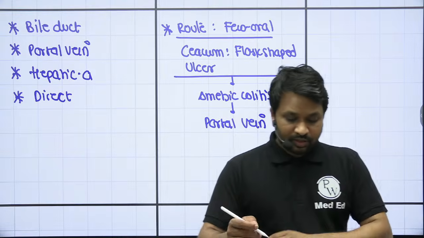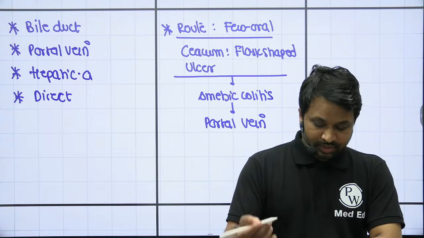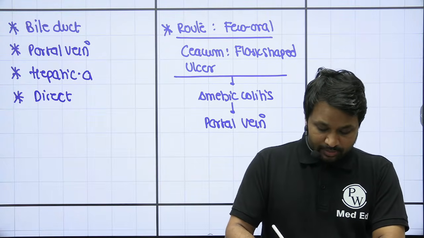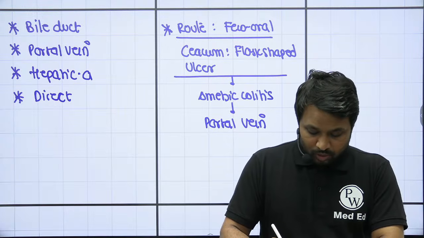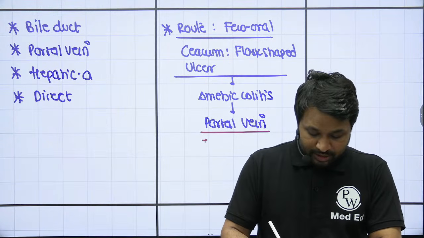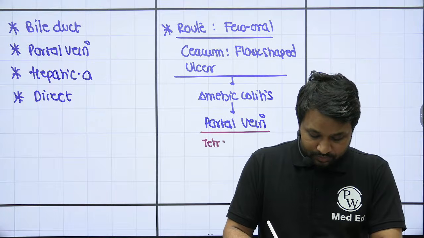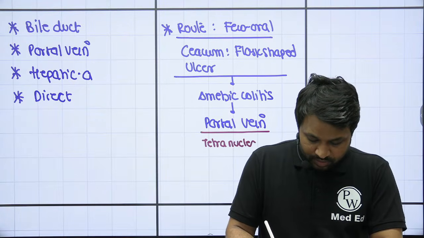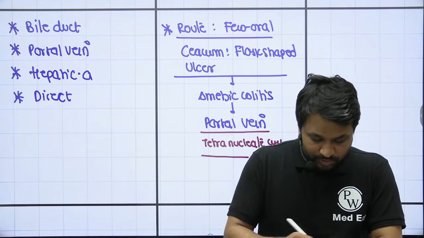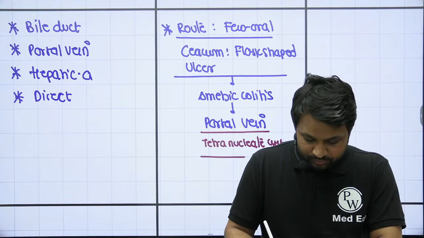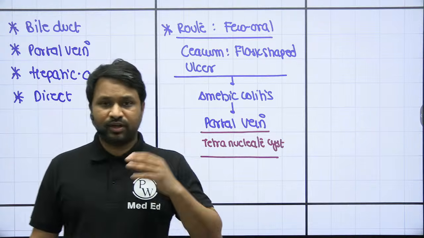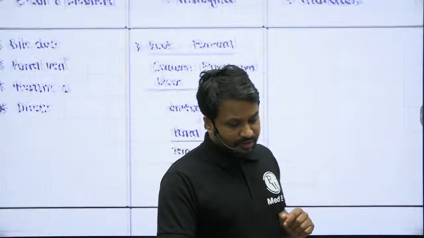when it reaches the liver, what is the infective stage that you have? The flask-shaped ulcers result in amoebic colitis, which goes into the portal vein. What goes in the portal vein? It is the infective stage of the Entamoeba histolytica, and that is nothing but the tetranucleate cyst. This tetranucleate cyst is going to go into the liver, and from there it is going to result in amoebic liver abscess.